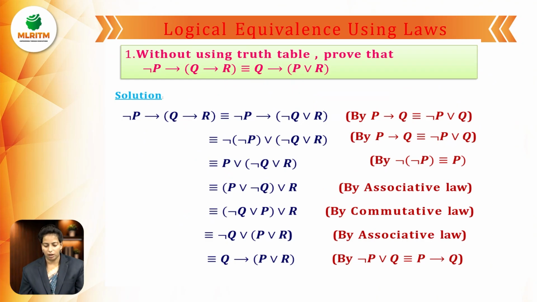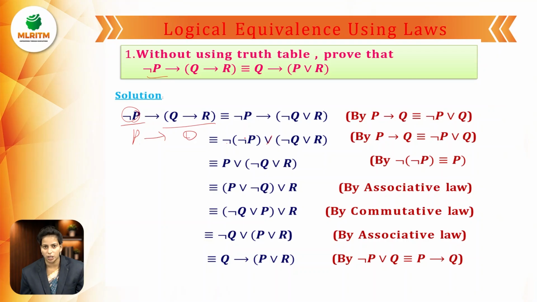Next, consider another example without using truth table, using laws. Negation P implies (Q implies R) is equivalent to Q implies (P or R). So here first we consider the implication law, right? This is P, this is Q. What is the formula? P implies Q equals negation P or Q. So negation of negation P or (Q implies R), in the form of negation Q or R.